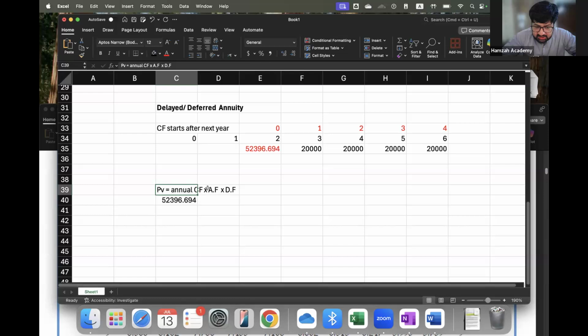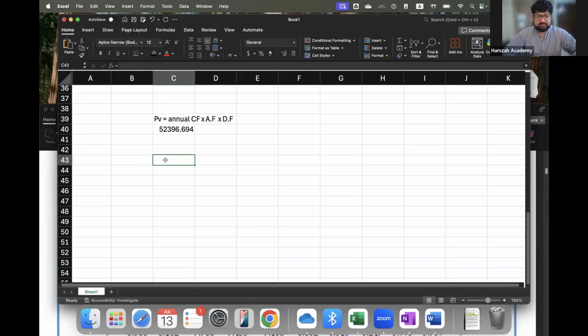So delayed annuity, the formula is that actually now that we simple annuity, answer comes 1 year back. And now we have to take it to year zero by applying discount factor. That is called deferred or delayed annuity. Next, the next point is perpetuity.